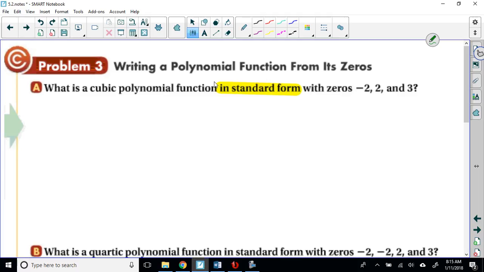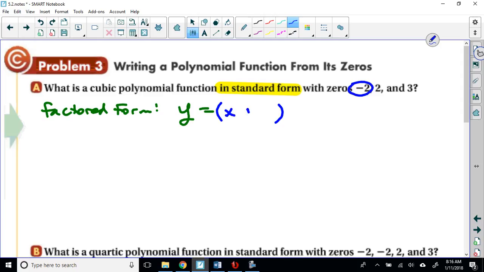We're going to have to use that FOIL method. So in factored form, this is quite simple. Factored form, we would have y or p of x or f of x equals. Now let's take a look. -2 is a 0. So what's that mean a factor is? Not just 2, x plus 2. Good. X plus 2. And because 2 is a 0, what's another factor? X minus 2. Good. And then because 3 is a 0, our other factor is x minus 3.